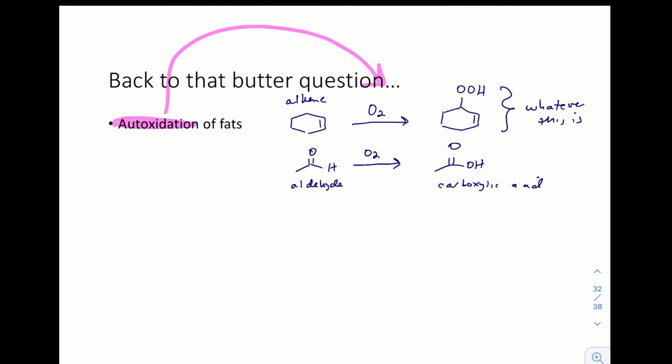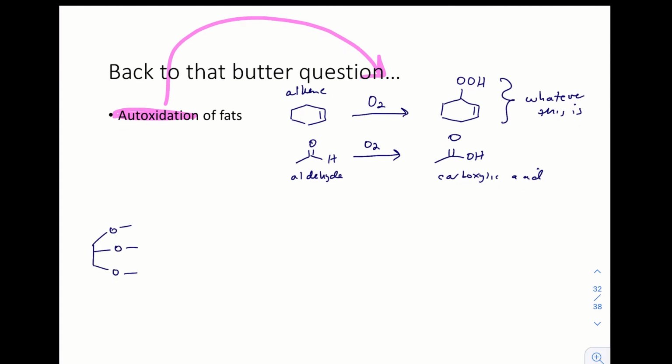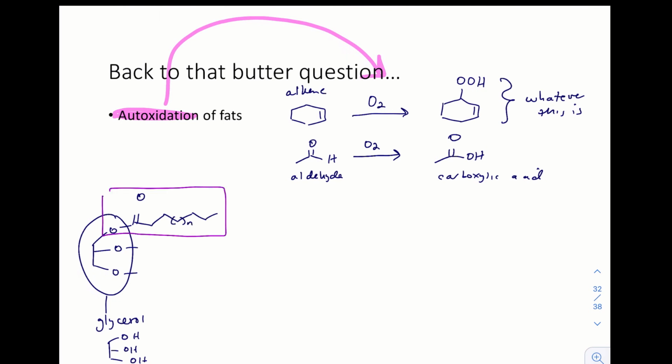All right, what happened to that butter? Well, as many of you know, fats have the following structure. There's this glycerol backbone, derived from glycerol, and fats are esters. So there's been an esterification between some fatty acid, which has a bunch of carbon atoms, and glycerol. Alcohol and acid form an ester.